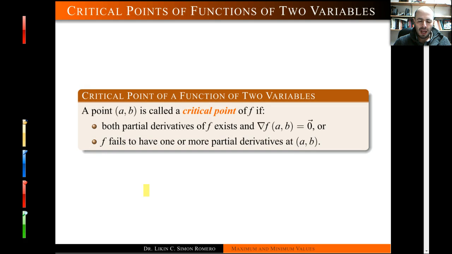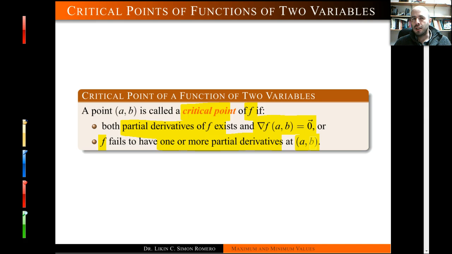So a critical point of f is when both partial derivatives exist and the gradient is equal to 0. In other words, both partial derivatives are equal to 0, or f fails to have one or more partial derivatives at the point (a, b). So pretty much it is when the gradient does not exist.